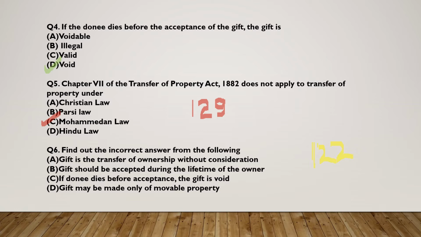So what does option A say here? Gift is the transfer of ownership without consideration. Gift should be accepted during the lifetime of the owner. Yes. If the donee dies before acceptance, the gift is void. Of course, I have told you above also, if the donee dies before acceptance the gift is void. Option A is also correct. Option D says that gift may be made only of movable property. So this particular option is wrong. D is the incorrect option here.